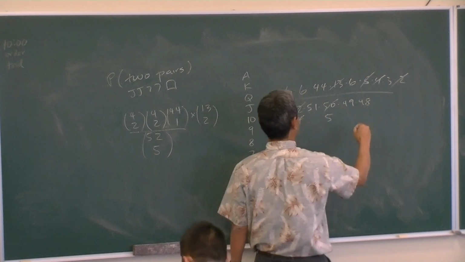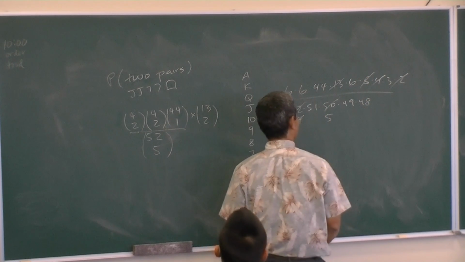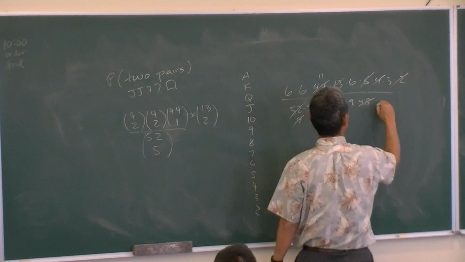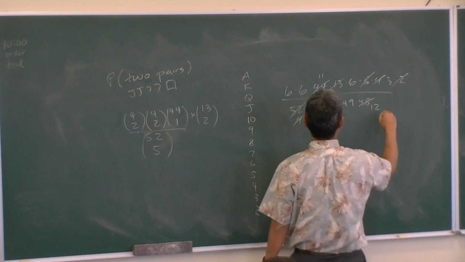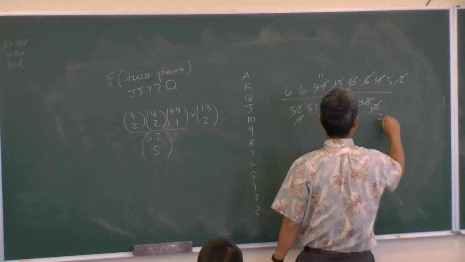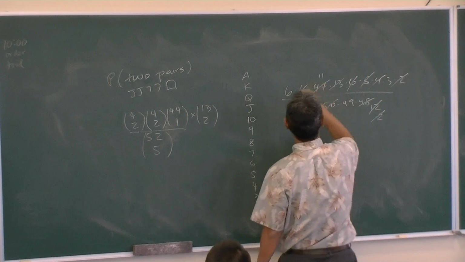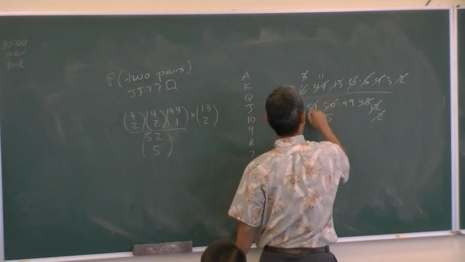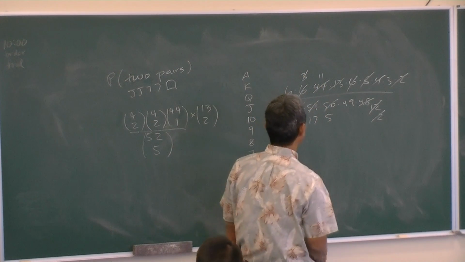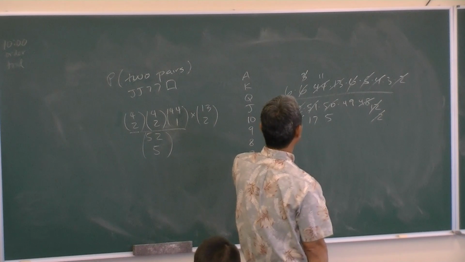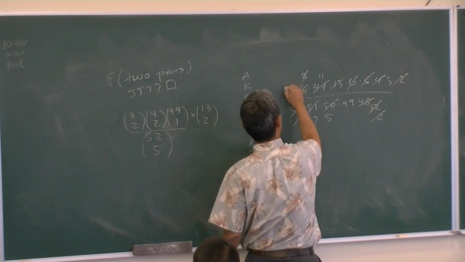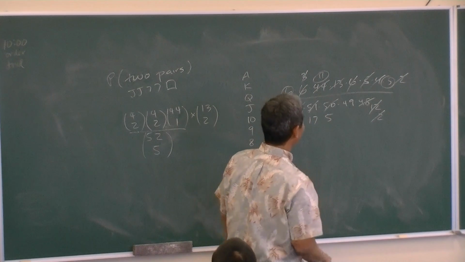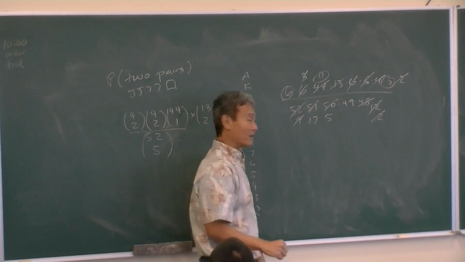What do you want to go? 4 goes into this 48 12 times, but 4 goes into that 44 11. 6 goes into 12, 2. But 2 goes into 6, 3. 3 goes into 51 17 times. Is that it? Yep, that's it. So all you have then is 6 times 11 times 3. 18 times 11, that's easy, 198, right?